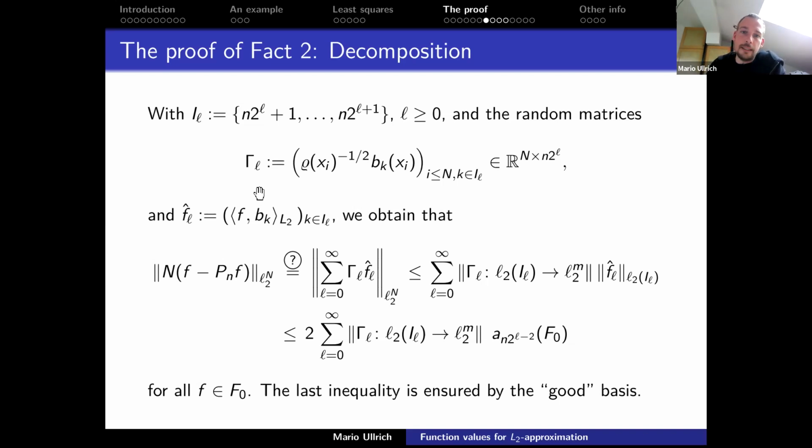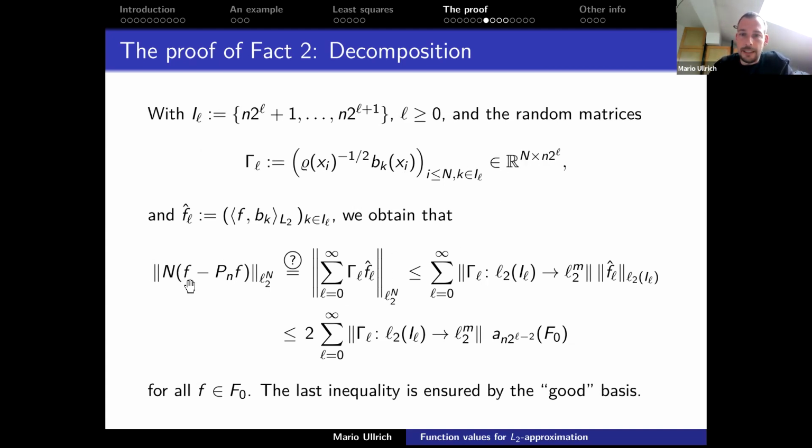So what we did is, instead of taking the infinite rest that is there, this f minus p and f, split everything up in blocks. Okay? So we find some blocks depending on this n and l. These are submatrices of an infinite matrix of order n. N is the number of samples, xi, times n to the 2l. Not so important what's written here.